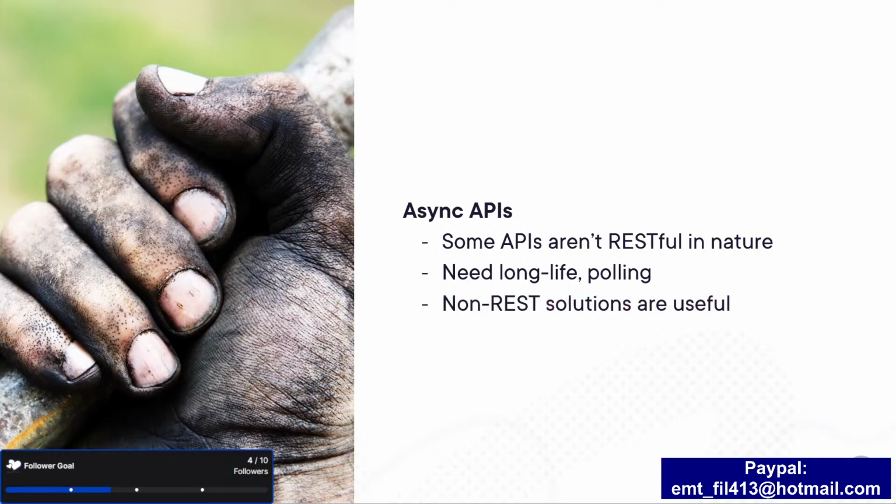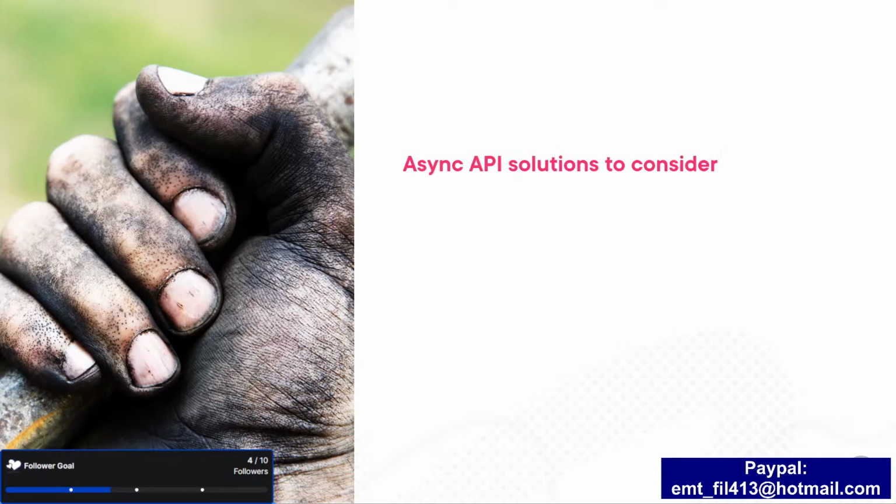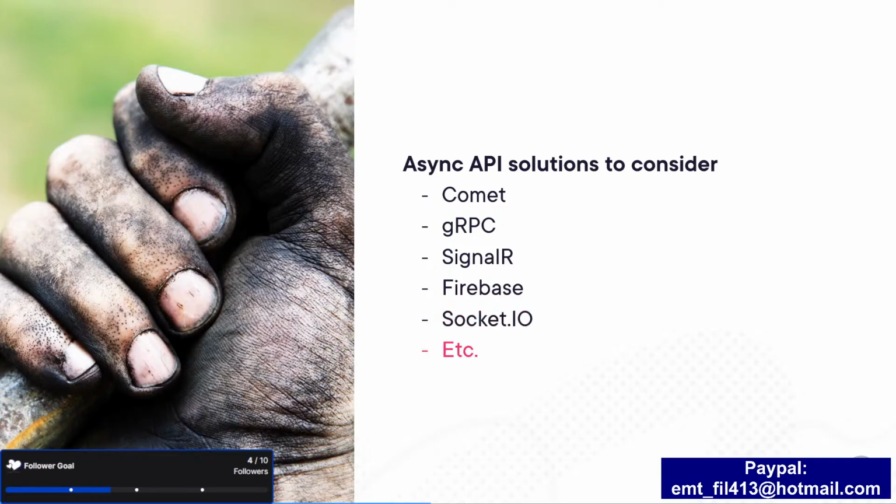So some async API solutions to consider are Comet, which is for long-lived polling, gRPC, which is for well-known APIs on both ends, and that supports bidirectional and unidirectional communications, SignalR, which allows you to do things like multicasting, Firebase, Socket.io, etc. There's a lot of solutions out there that are going to be important when you think you need something that is different than resource-based management of state.